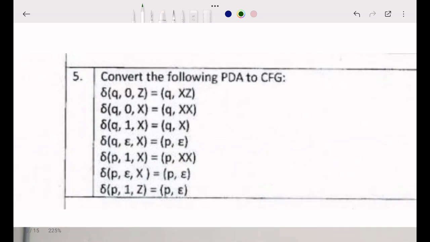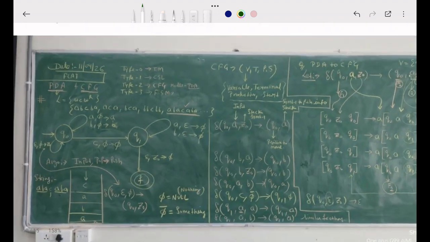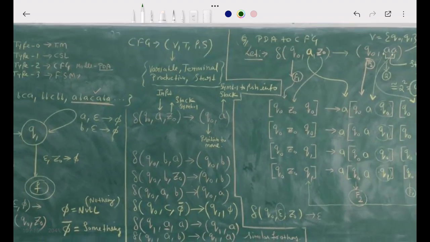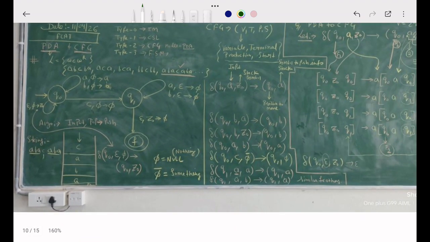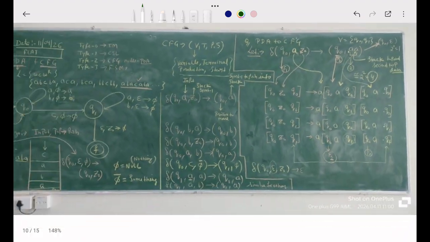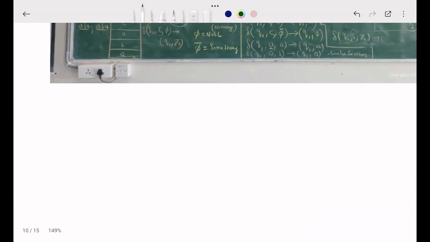The next question is: convert the following PDA to CFG. This is very important. Here he has asked many, and I will not solve every one; I will tell you. If you see our class presentation, we also solved this question. PDA to CFG, we explained everything. So here I am not explaining everything, I will explain something. Now I will come to my main point.